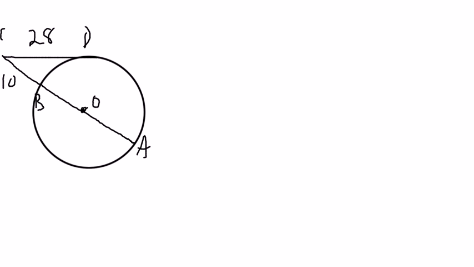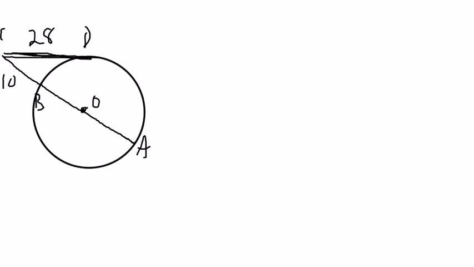Number 7, I want to find the diameter of a circle. I have this is 28, and I also have this is 10. So it says find the diameter of this circle. You have D, C, B, and this is the center, O, and A. Alright, I'm going to assume this line's tangent because I only have that one measurement.